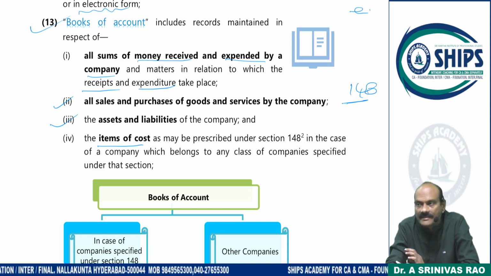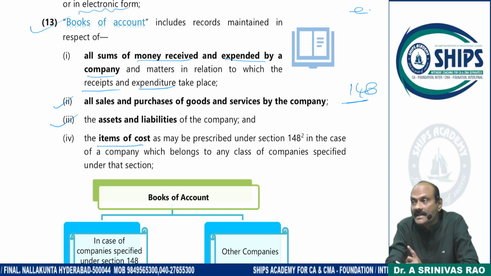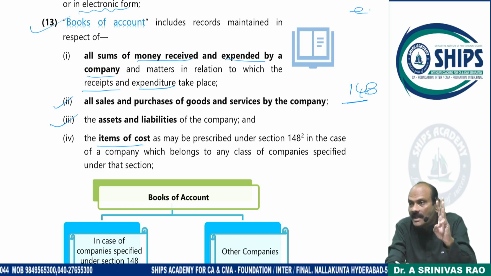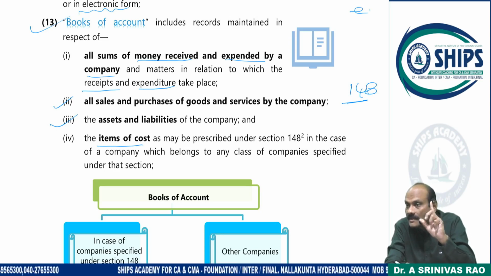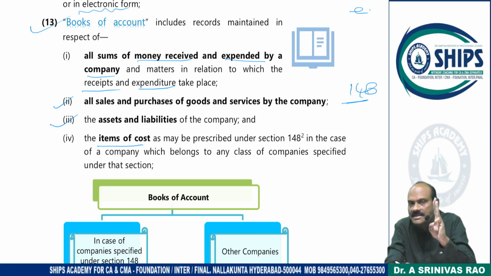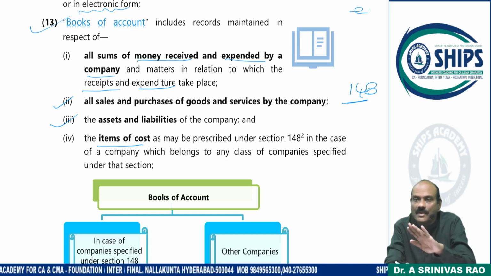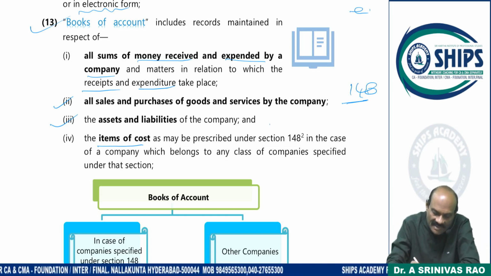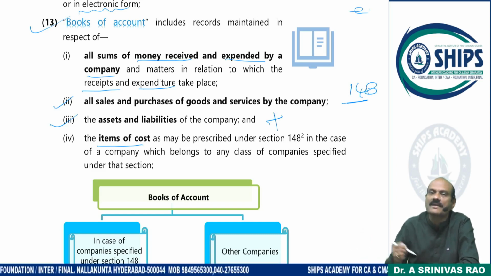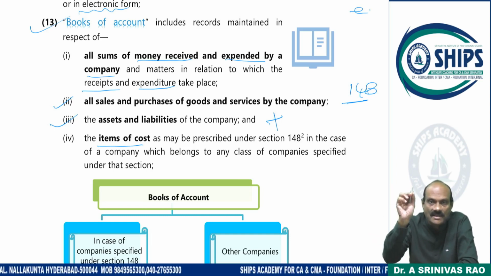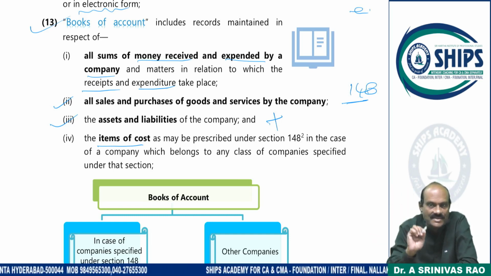148 is the cost audit. Cost audit is not mandatory for all the companies. Where there are production, processing, or mining activities, cost audit is compulsory. When cost audit is compulsory, cost accounting records we have to maintain. Apart from these three, plus cost accounting records: utilization of the material, utilization of the labor, because we have to prepare the cost sheet, the cost structure, for that sake.